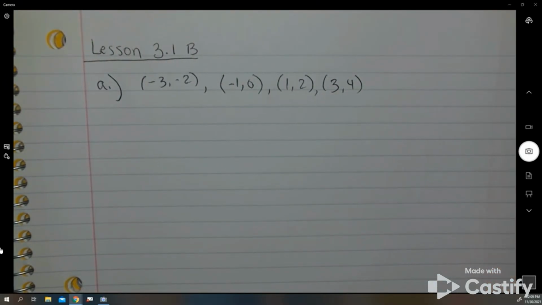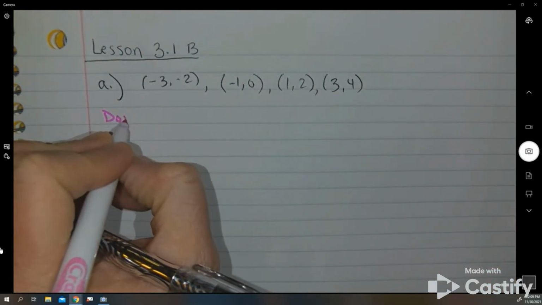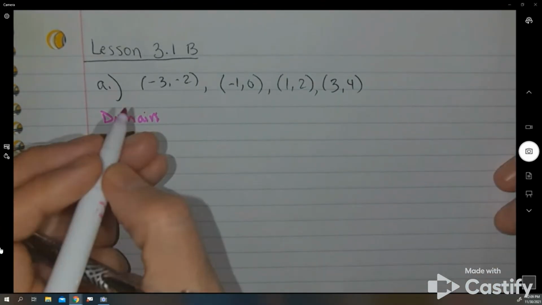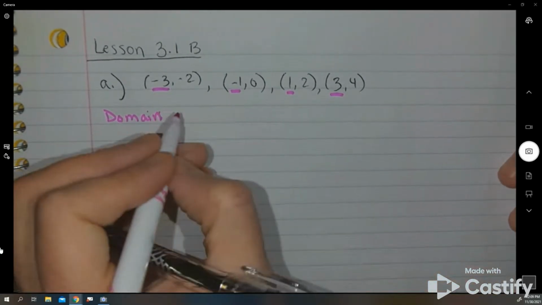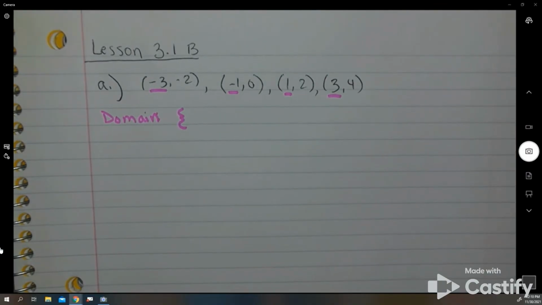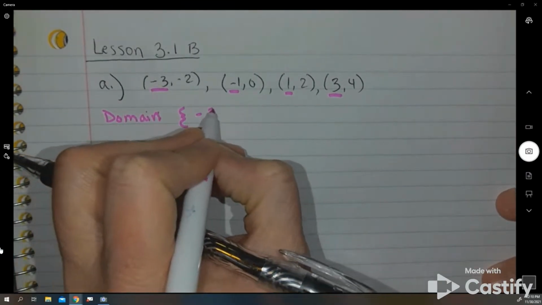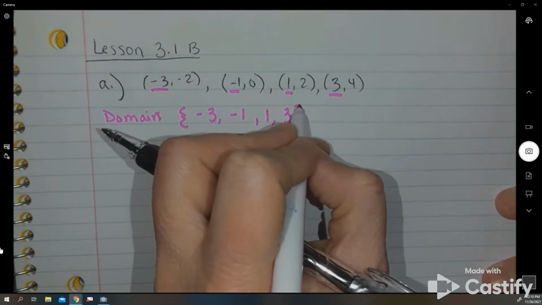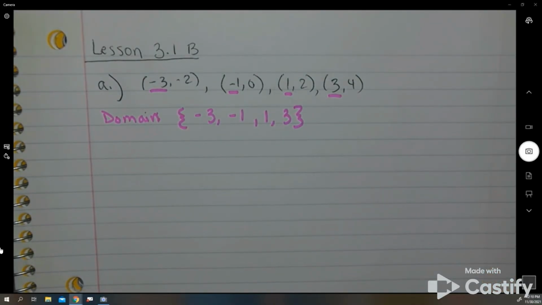So looking at these, if I'm trying to find the domain, then I'm looking at those inputs, or the x value for each one of these. And this little bracket is just to show that they're grouped together. So my domain is -3, -1, 1, and 3. And again, if they happen to show up more than once, I only have to list them one time in my domain. So if I had 2 -3s, I would only have to write it one time.